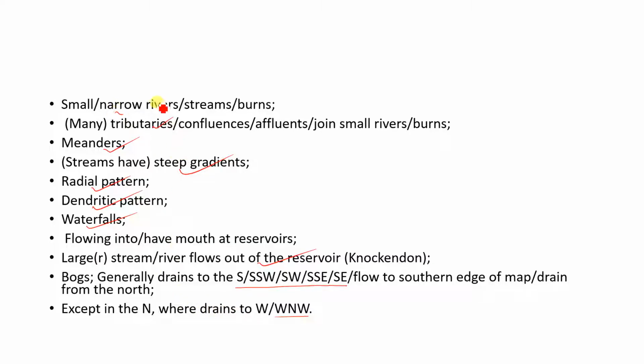The rivers are small. So you can say small rivers, lots of tributaries, presence of meanders, presence of waterfall. We saw dams, we saw radial and dendritic drainage pattern, and steep gradient. This will give you your full mark. It's as simple as that.